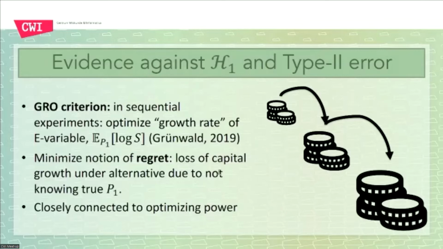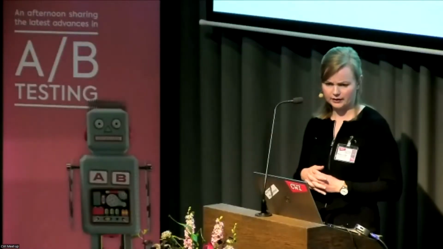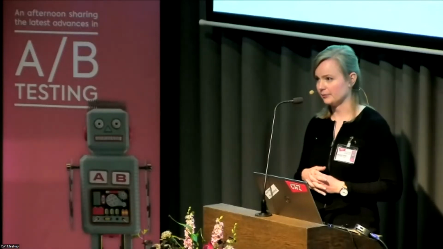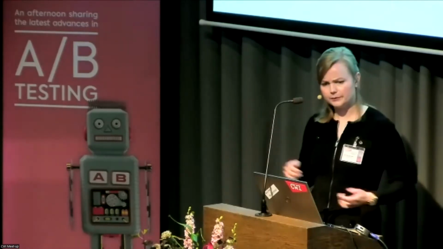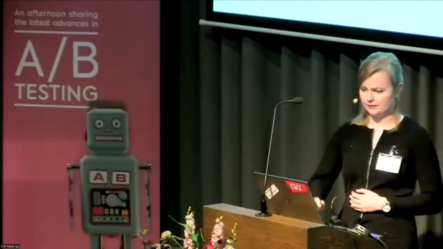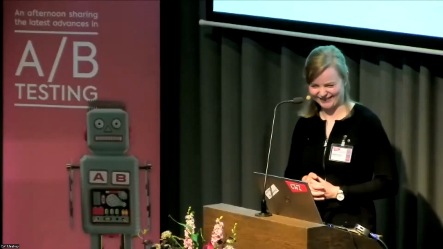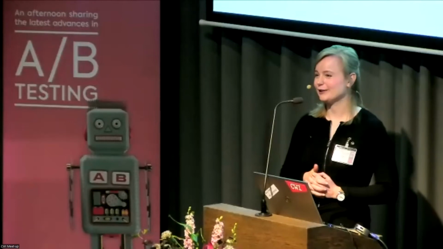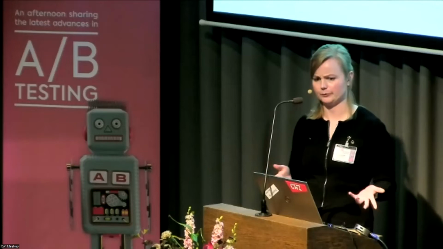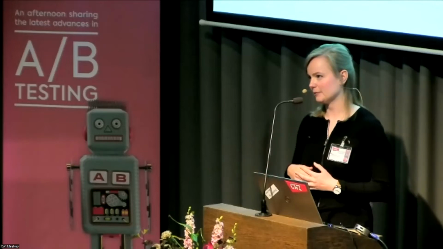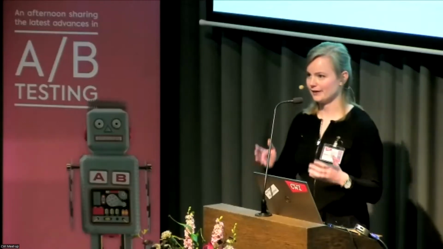So you probably already saw this definition of E variables is very broad: all random variables that are non-negative and have an expected value of at most 1 under the null. I can think of lots of stupid examples. And this is why Peter and Wouter, who is also present, and Rianne, who is not here today, introduced the GROW criterion in 2019. So this stands for growth rate optimal, and they propose to design E variables that in sequential experiments would optimize the growth rate of your capital.